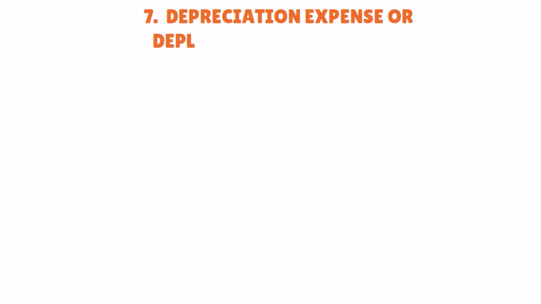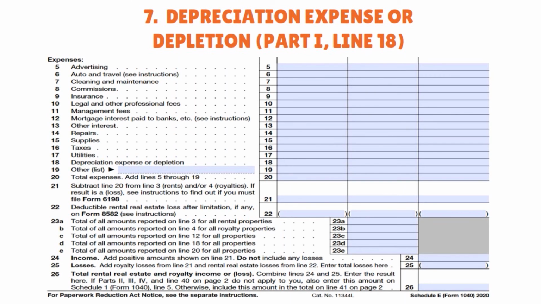I want to talk to you now about number 7, depreciation expense or depletion. Here we are talking about Part 1, Line 18. Remember though, depreciation is an imperative part of IRS Schedule E. So do not mess it up, folks.